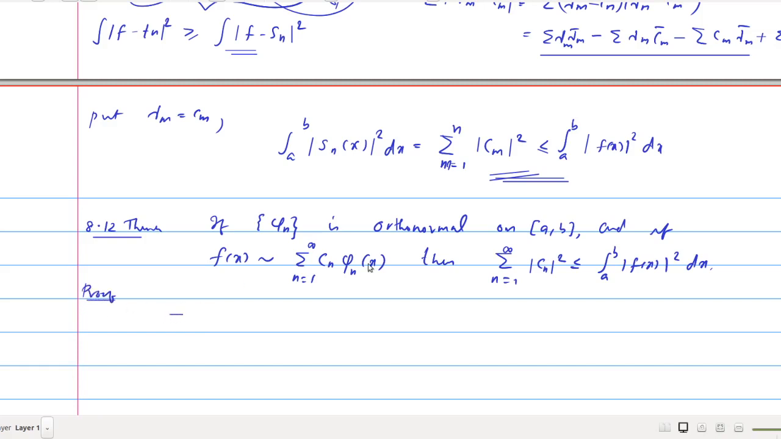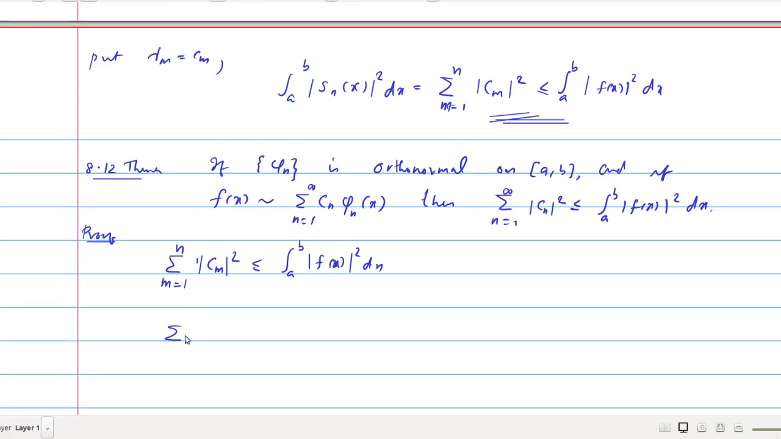For the proof, we take this inequality: summation m equal to 1 to n of mod Cm square is less than or equal to the integral a to b of mod f of x square dx. Okay, by letting n tend to infinity on both sides, this will be summation m equal to 1 to infinity of mod Cm square. When we let n tend to infinity on the left side, the right side is independent of this n, so that remains the integral of f of x whole square dx, which shows that this series converges. So the series of the squares of the Fourier coefficients is absolutely convergent.